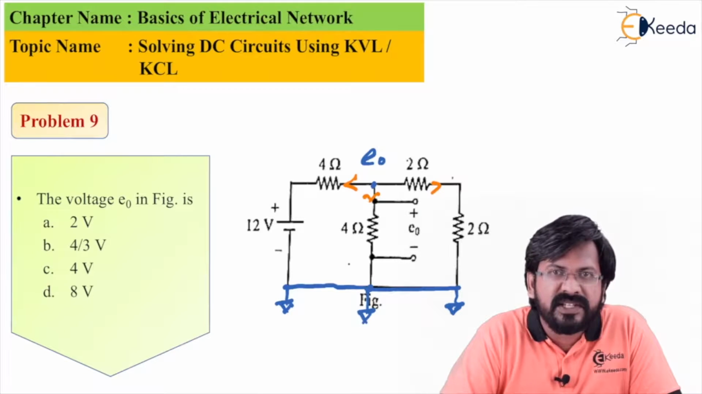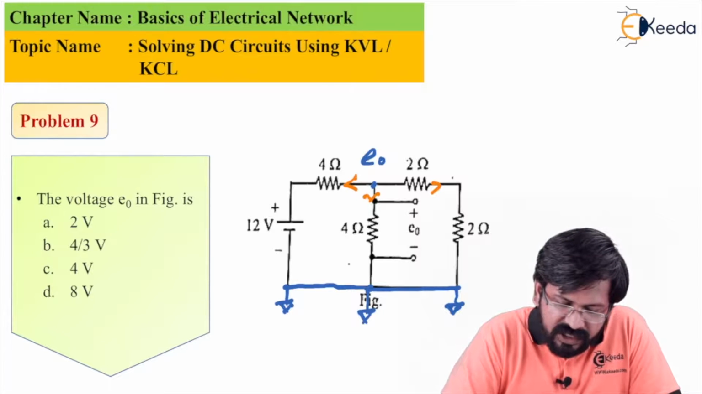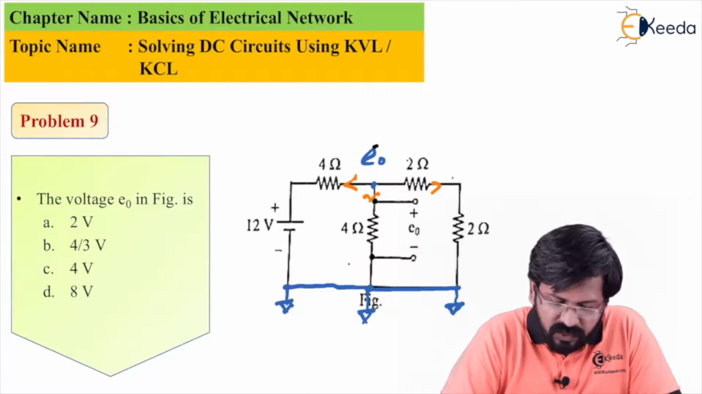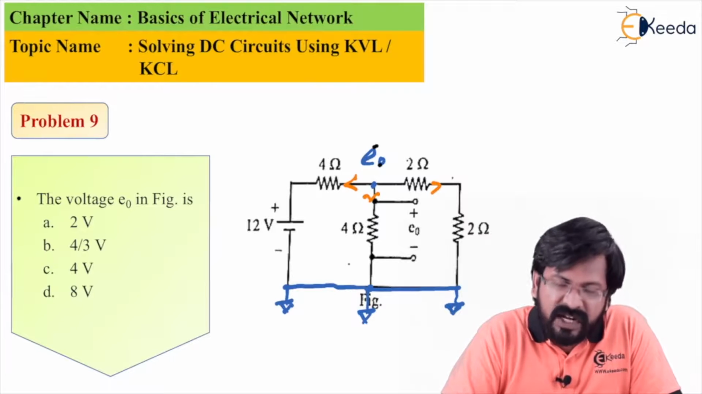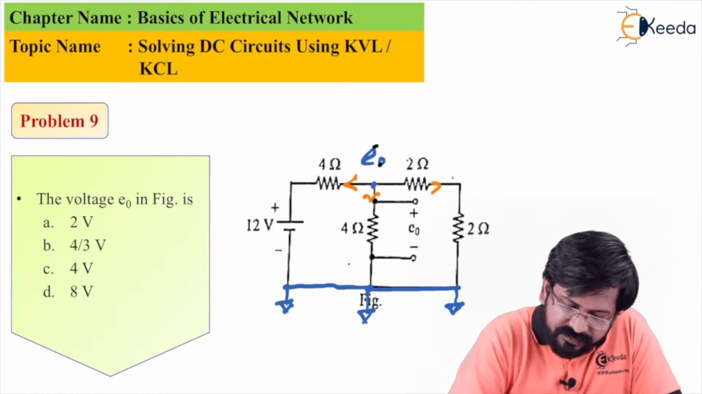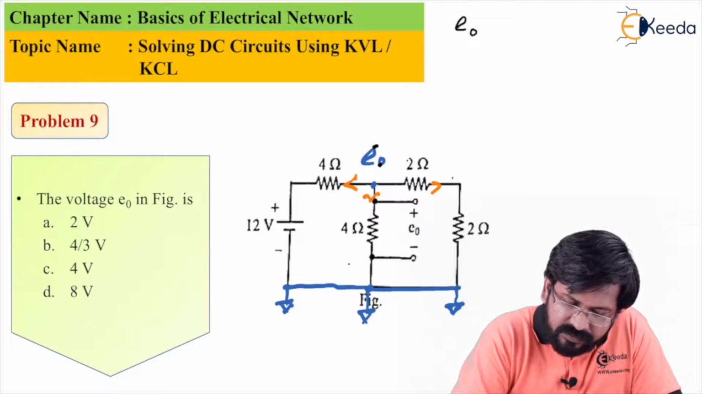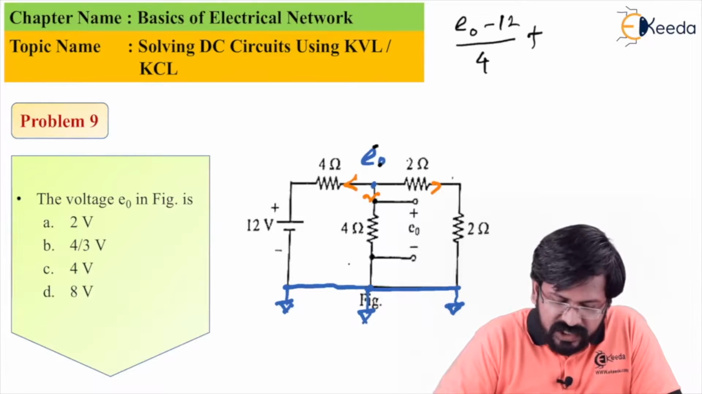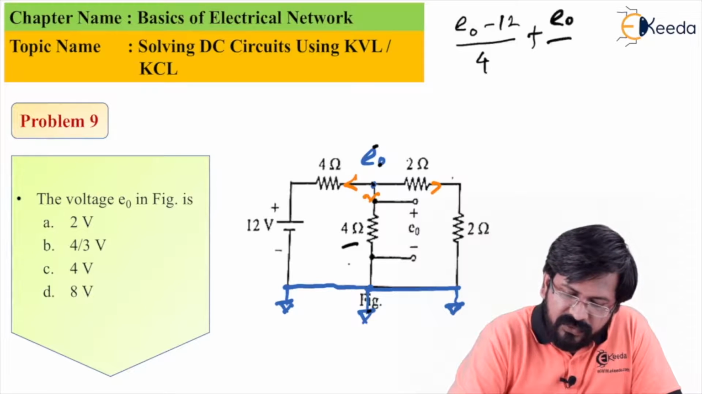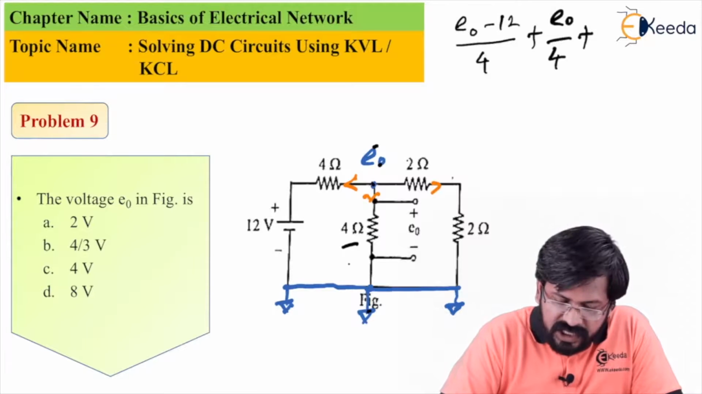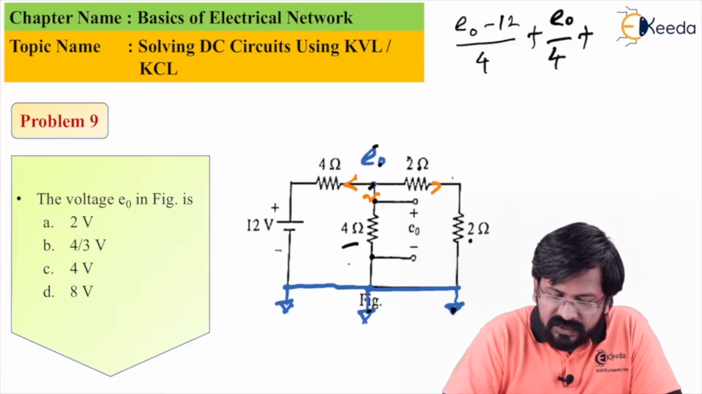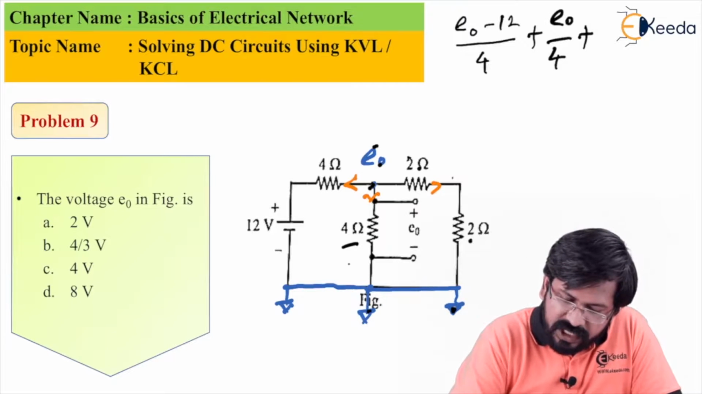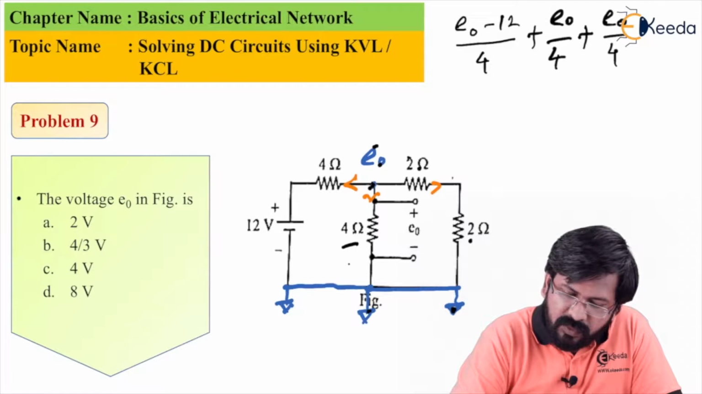So I1 current, in branch 1, as you can see, it started with E0, then going up to minus 12 volt. So E0 minus 12 divided by 4 will be the first current. In the second branch, as you can see, it is E0 minus 0 divided by 4. So it is E0 by 4 plus E0 minus 0 divided by the addition of these two resistances, which is 2 plus 2 becomes 4. So again it becomes E0 by 4 equal to 0.